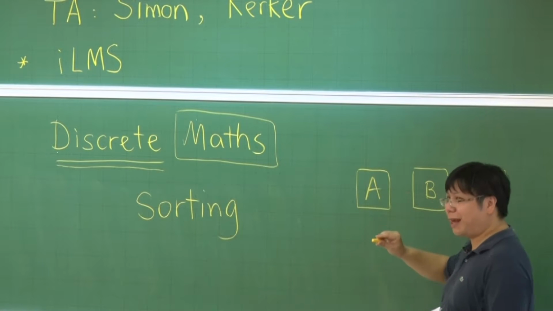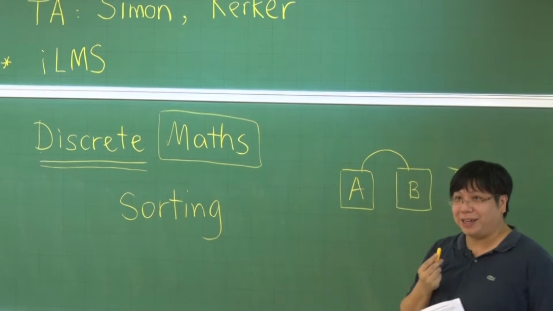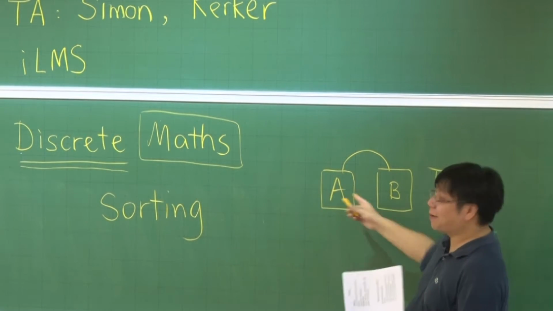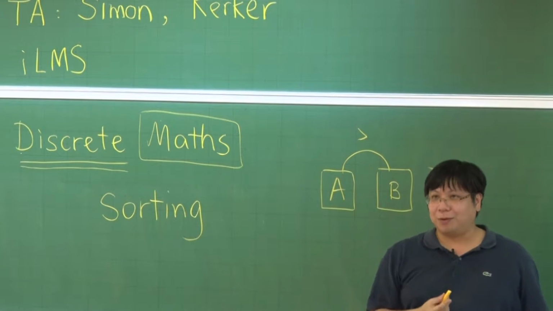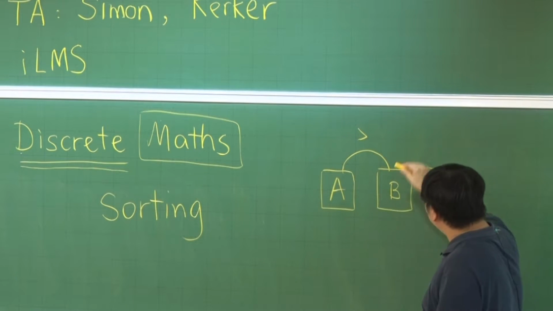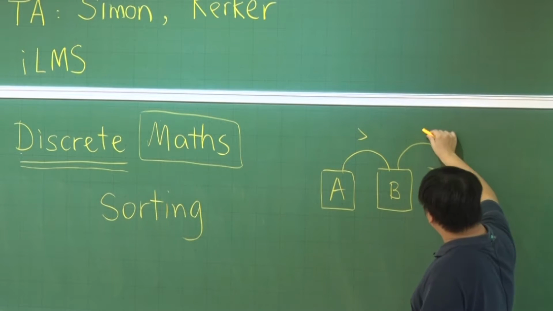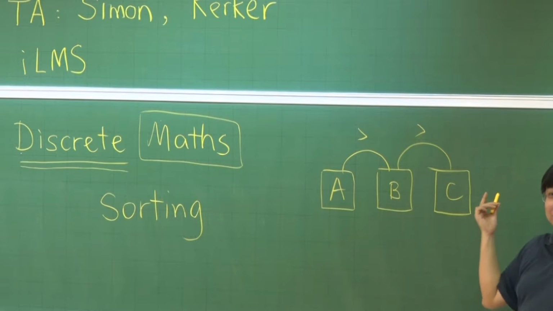Compare 2 times? Maybe, let's see. So let's compare A and B. Maybe A is greater than B. Then what do we do? Let's compare B and C. Maybe B is still greater than C. Good. Then in this case, we know that A is greater than B is greater than C.